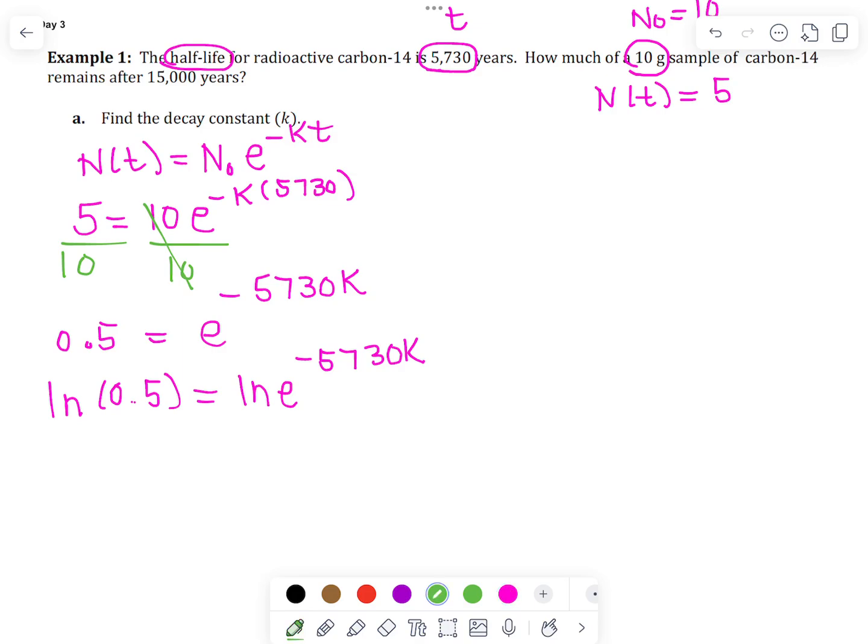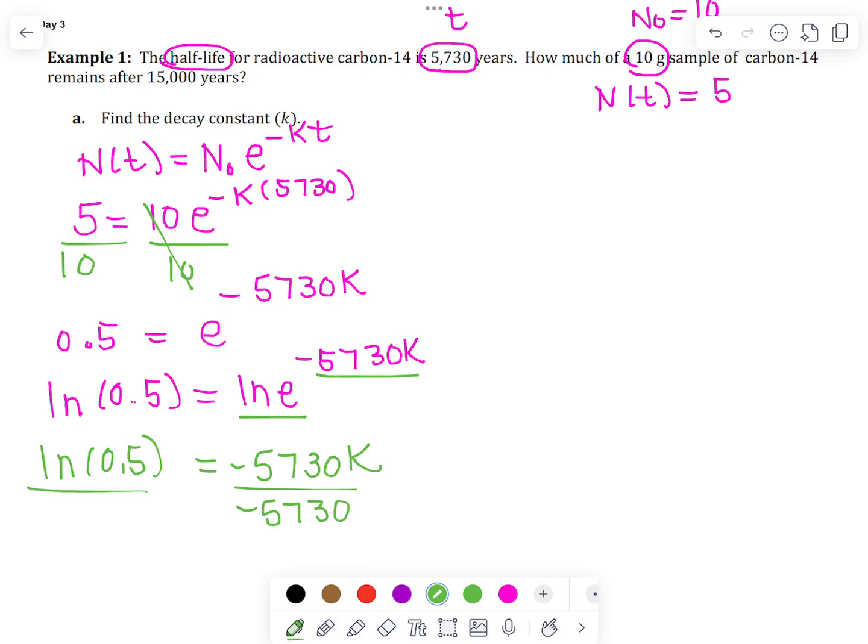Since these are inverses of each other, we will just be left with negative 5,730 K on the right. We're using our inverse property, and the left is still the same. Now we have a nice linear equation that we can isolate for K by dividing both sides by negative 5,730. Now the K is alone.